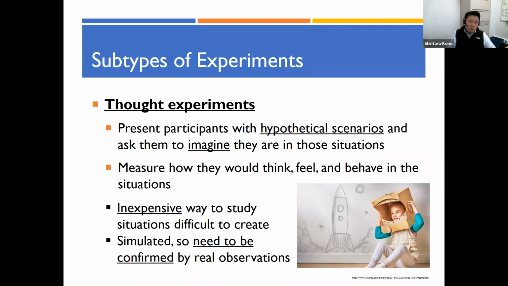The second subtype of experiment is thought experiments. This means that we're presenting participants with hypothetical scenarios and asking them to imagine they're in those situations. And we measure how they would think, feel, and behave in those situations. Now, the strength here is that it's inexpensive, a cheap way to study situations that are difficult to actually create, right?